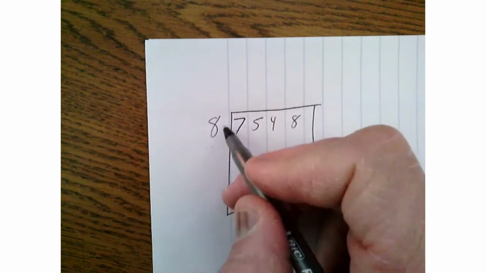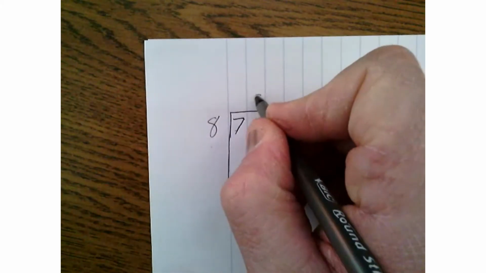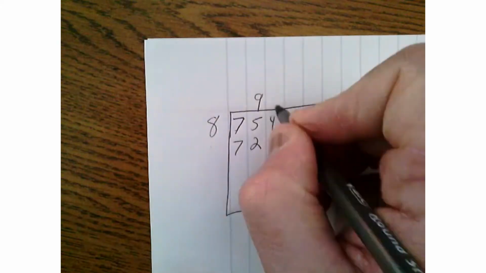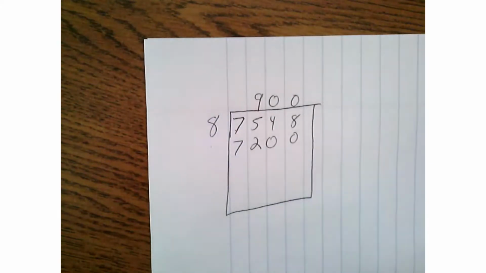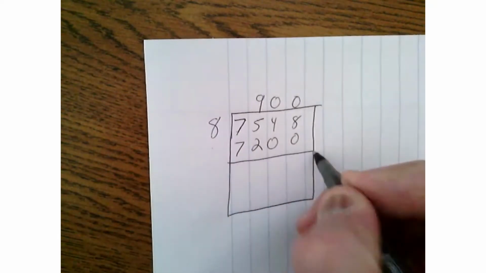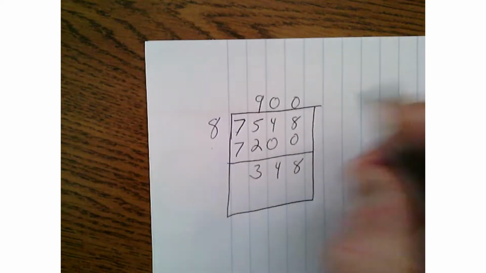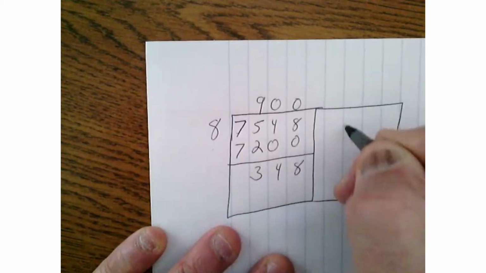So 8 times 9 obviously would be our closest one, which is 72. Let's see what happens. 8 times 9 is 72. 8 times 900 is 7,200. That's just using our powers of 10, just like we did in multiplication. Subtract the whole thing out. We get 348. We're going to go over another box and bring our 348 up.